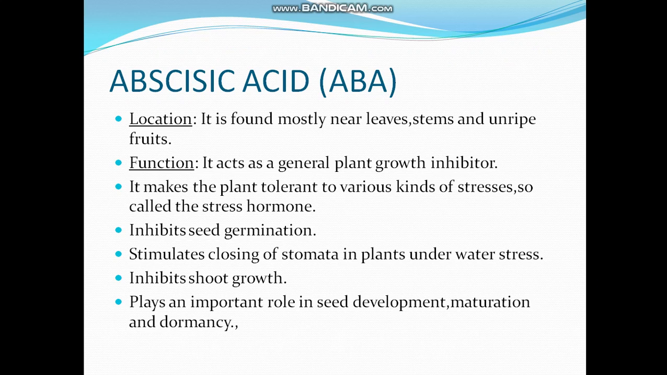Abscisic acid, ABA, is mostly found near the leaves, stems and unripe fruits. It acts as a general plant growth inhibitor. It makes the plants tolerant to various kinds of stress, so it is even called the stress hormone. It inhibits seed germination. It stimulates the closing of stomata in plants under water stress, inhibits shoot growth, and plays an important role in seed development, maturation and dormancy.